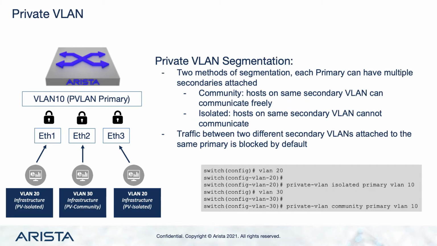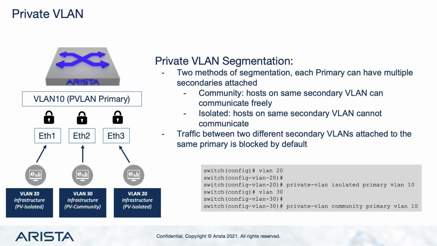Then there's also the concept of a private VLAN. Private VLAN, or PVLAN for short, allows you to define a pairing between a primary VLAN and one or more secondary VLANs. As an example, say you have an IoT or Internet of Things VLAN, where you know that your devices don't need to communicate with each other, and in fact, you don't want them to communicate with each other. PVLAN isolated could be a good fit here. This makes it so that hosts on the same secondary VLAN cannot communicate with each other, but they can communicate with anything on the primary VLAN, meaning their default gateway.